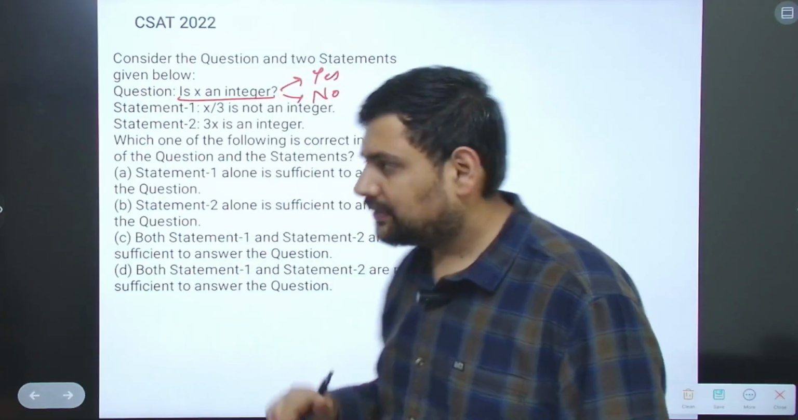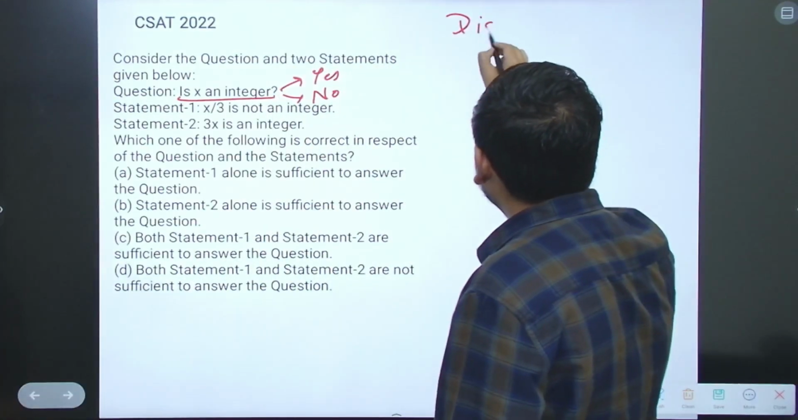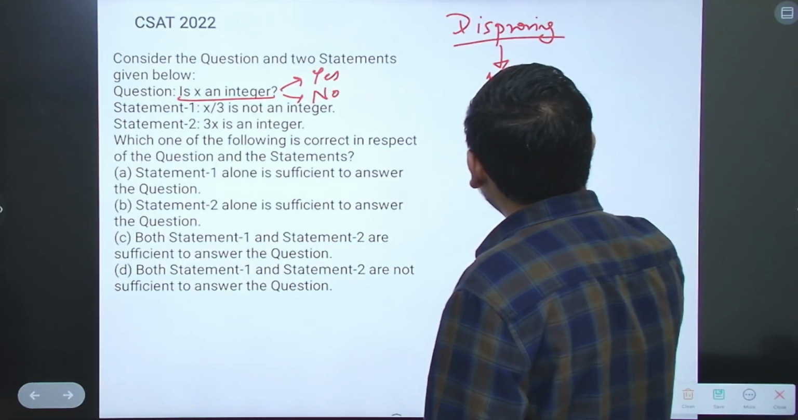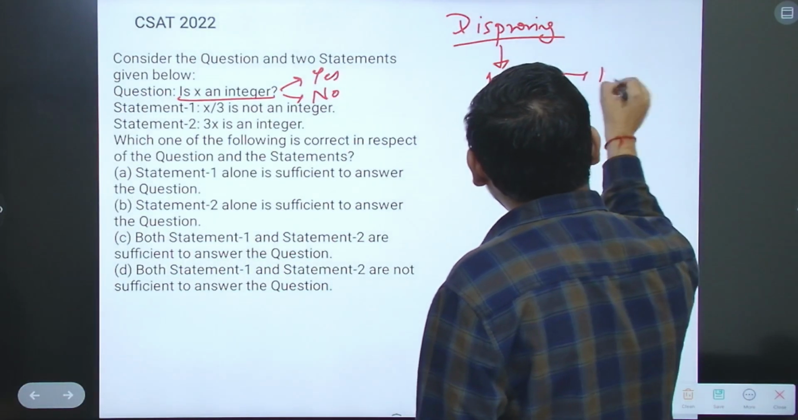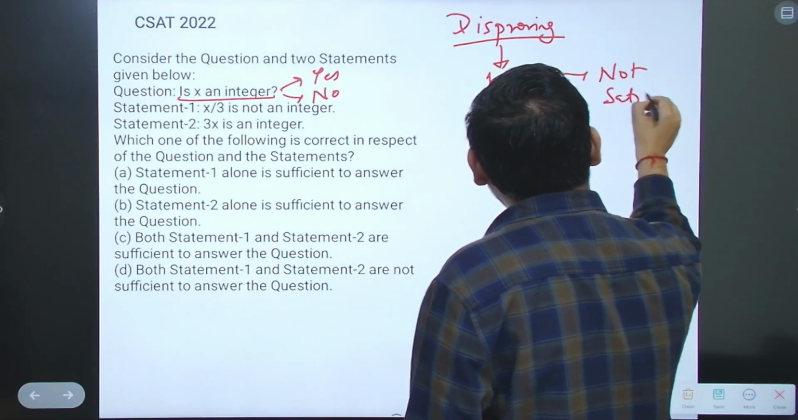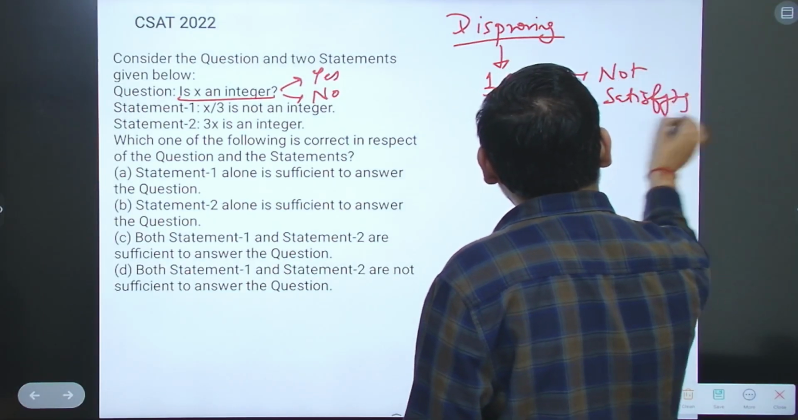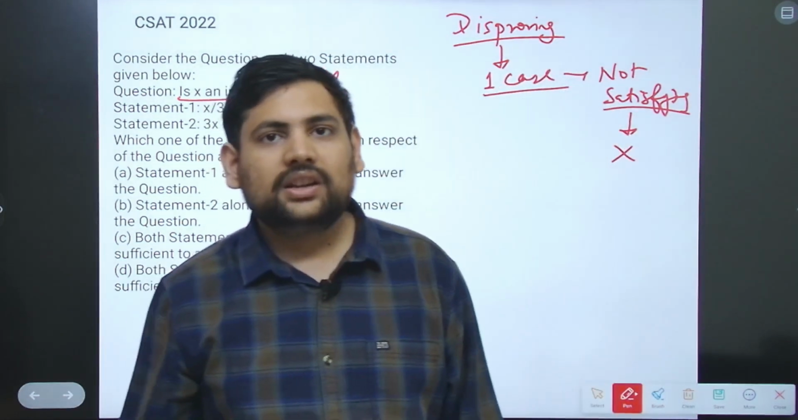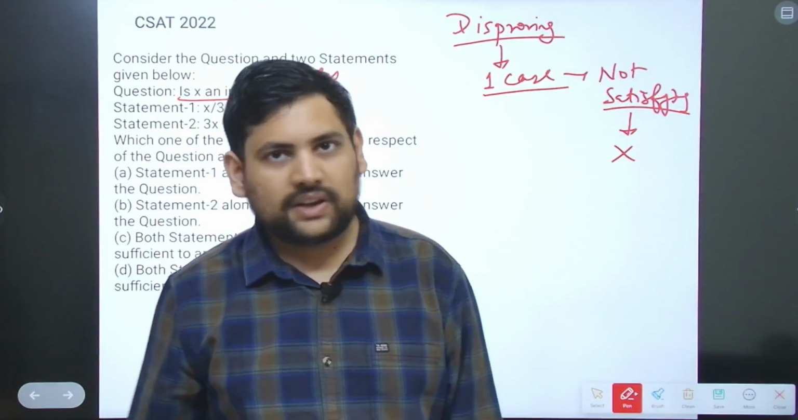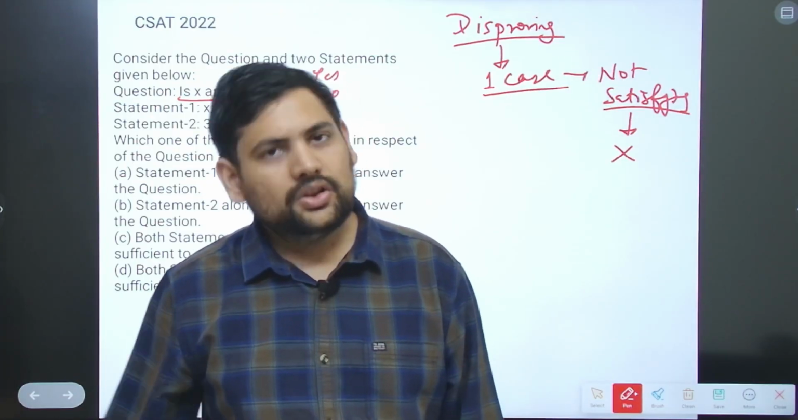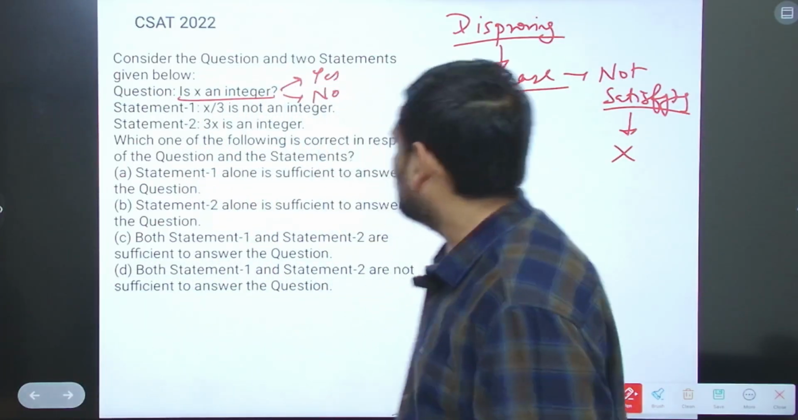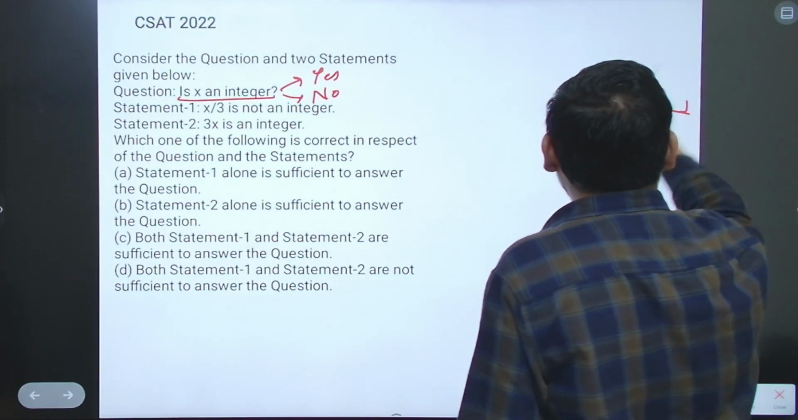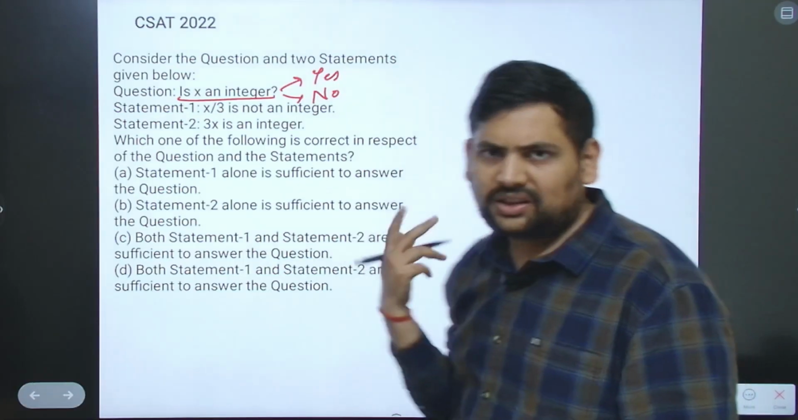So that is why our focus is always on disproving, because even if we can find one case where it is not satisfying, then we can say, simply cross that statement. But getting some cases in which it is satisfying does not make the statement right. So our focus is always on disproving. Now once you get this, let's try to disprove each of the statements. If we are not able to disprove something, then it's fine.